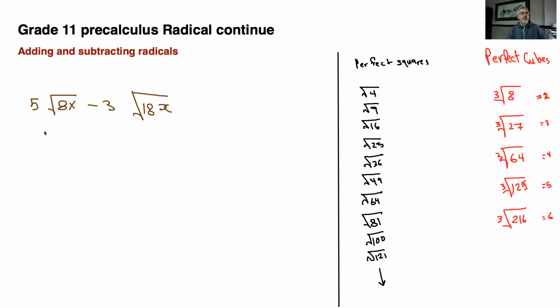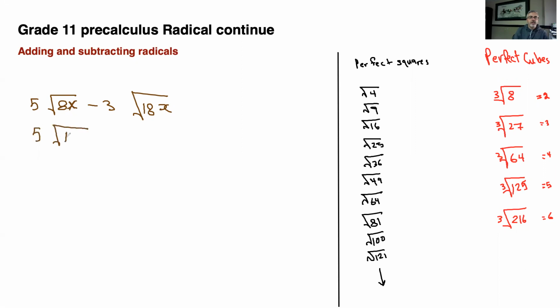Another question now. Very similar, but we just throw in the x's in there to make it sound or look a bit more complicated, but there's nothing to it. It's just the same thing. So 5 square root of 8x.